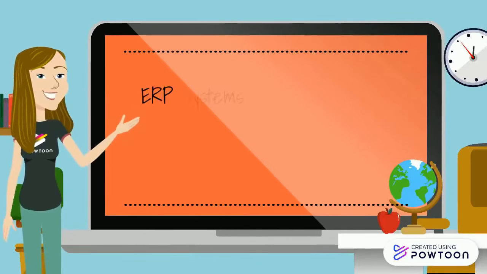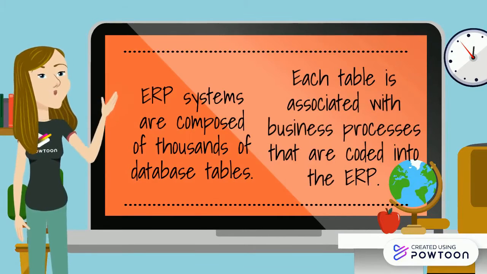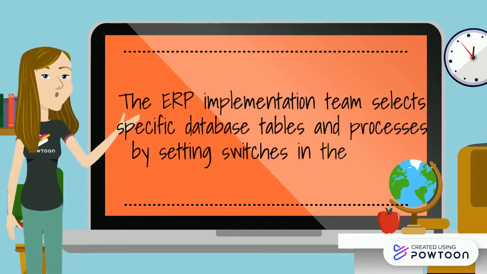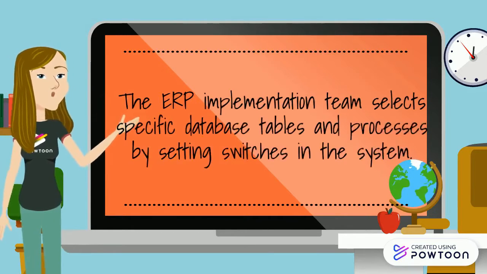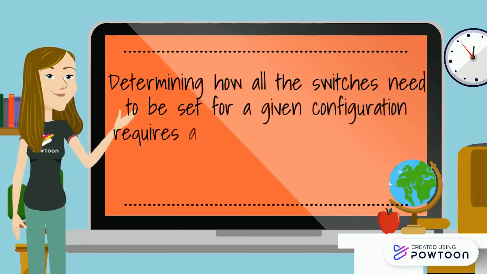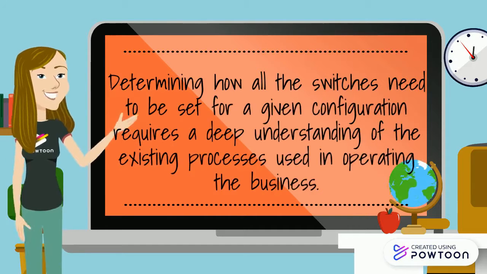ERP systems are composed of thousands of database tables. Each table is associated with business processes that are coded into the ERP. The ERP implementation team selects specific database tables and processes by setting switches in the system. Determining how all the switches need to be set for a given configuration requires a deep understanding of the existing processes used in operating the business.